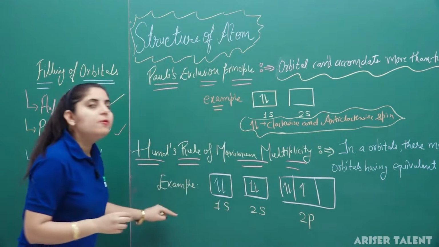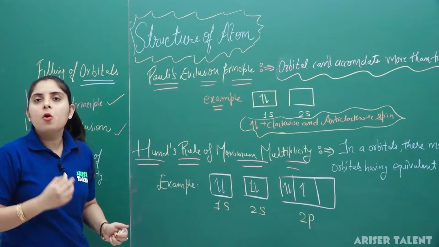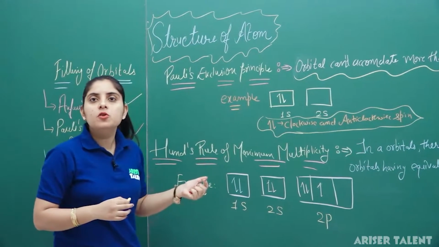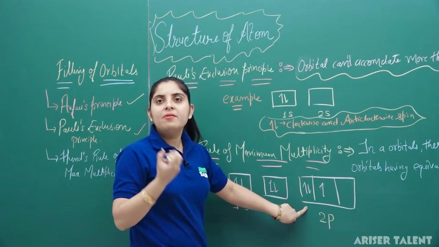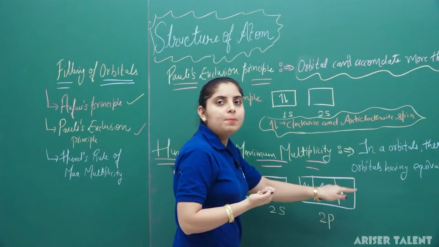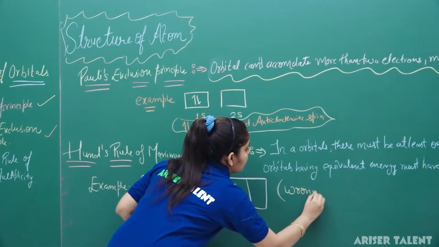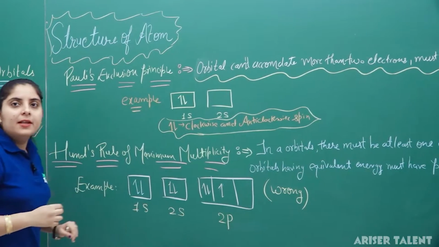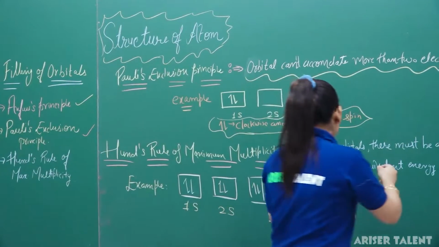So if I fill the electrons in this manner, this will be a wrong interpretation according to Hund's rule of maximum multiplicity, because the last orbitals which have equivalent energies are not parallel to each other. So this is basically the wrong method for filling the orbitals. Now what will be the right method according to Hund's rule?